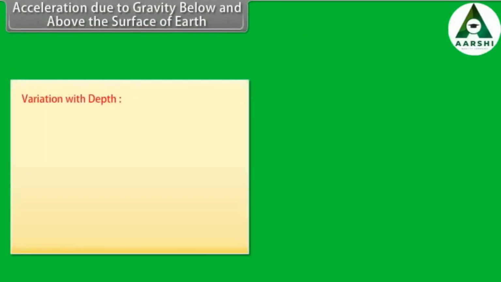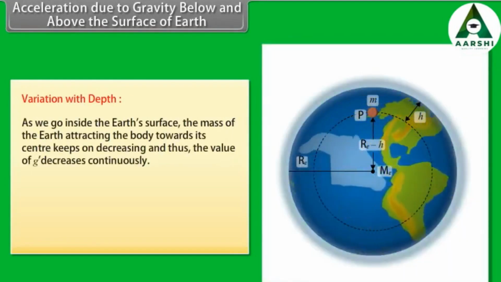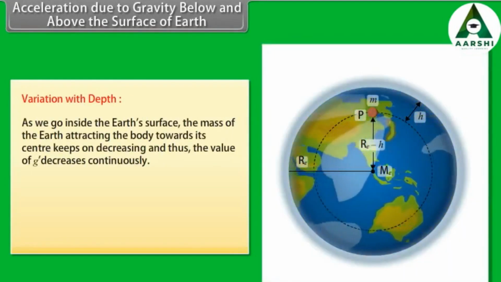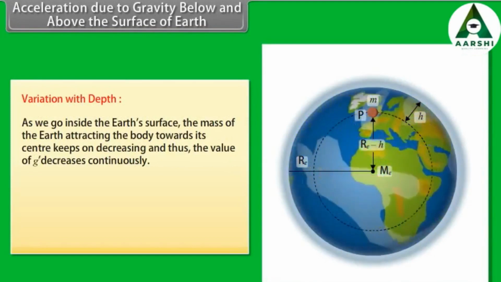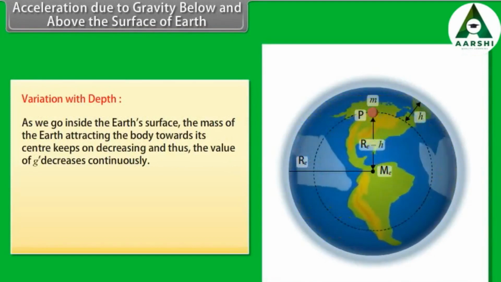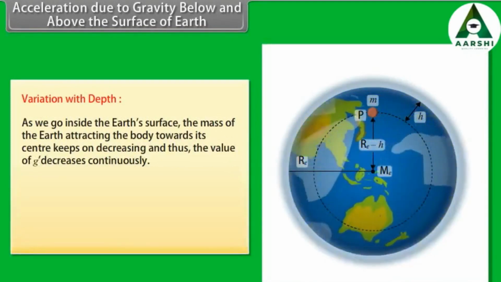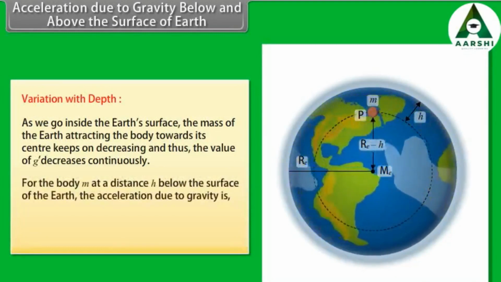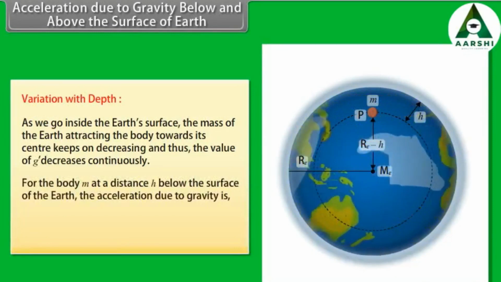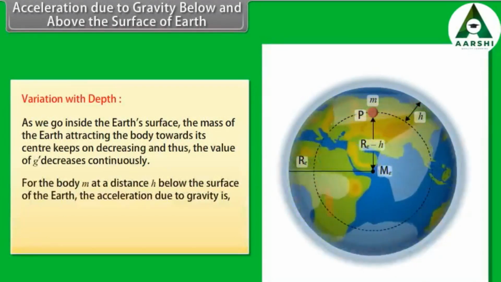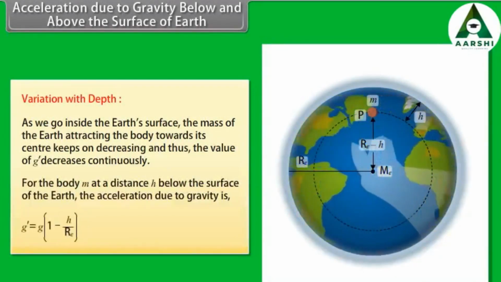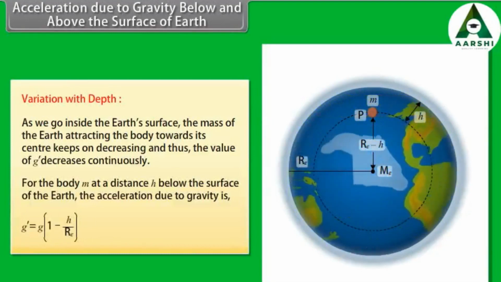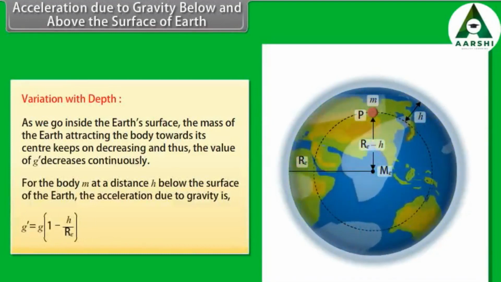Variation with depth. As we go inside the Earth's surface, the mass of the Earth attracting the body towards its center keeps on decreasing, and thus the value of g decreases continuously. For a body of mass m at a distance h below the surface of the Earth, the acceleration due to gravity is g' = g(1 - 2h/Re).